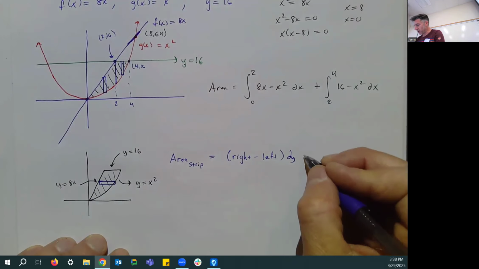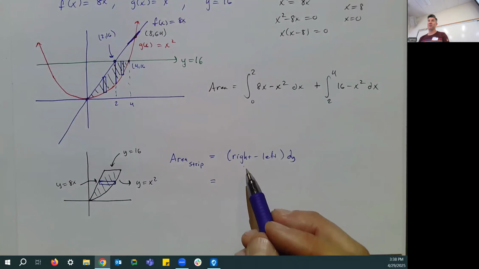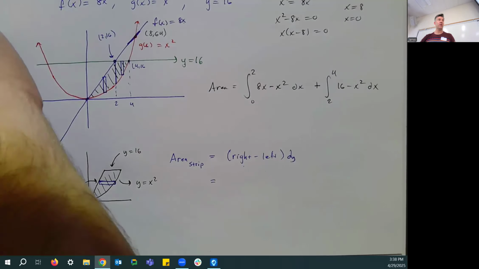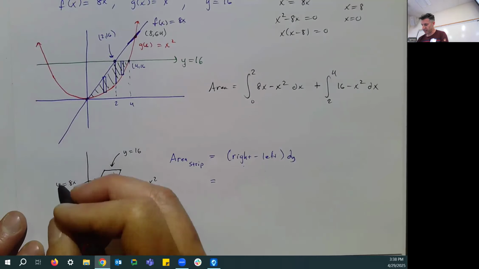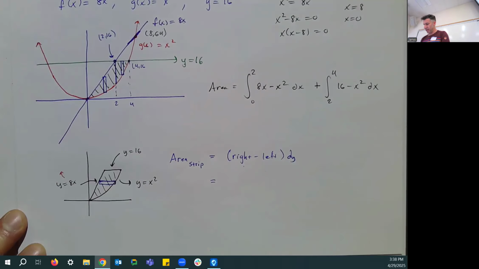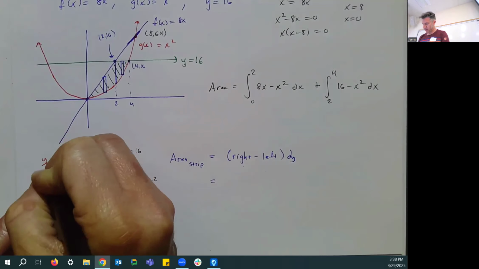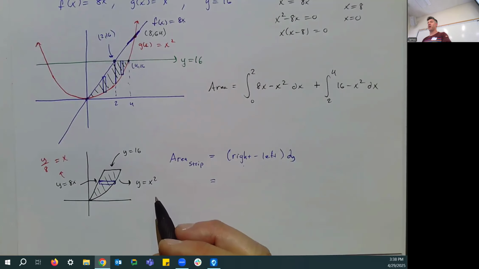So what that also means is I better not say that my right function is x squared and my left function is 8x, because my variables aren't in terms of x, they're in terms of y. So I have to take each of these boundary equations and rewrite them solving for x as a function of y. So for y equals 8x, that's not too bad. Divide both sides by 8, and you get x equal to y divided by 8. For y equals x squared, again, not too terrible.